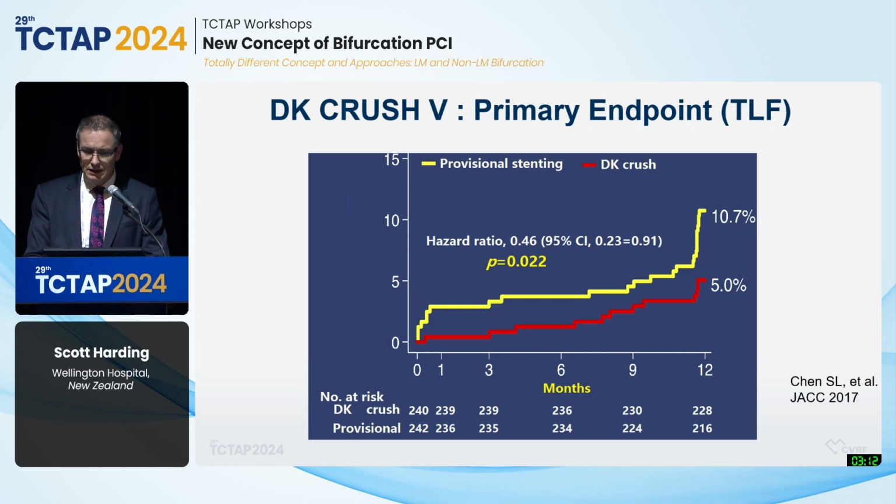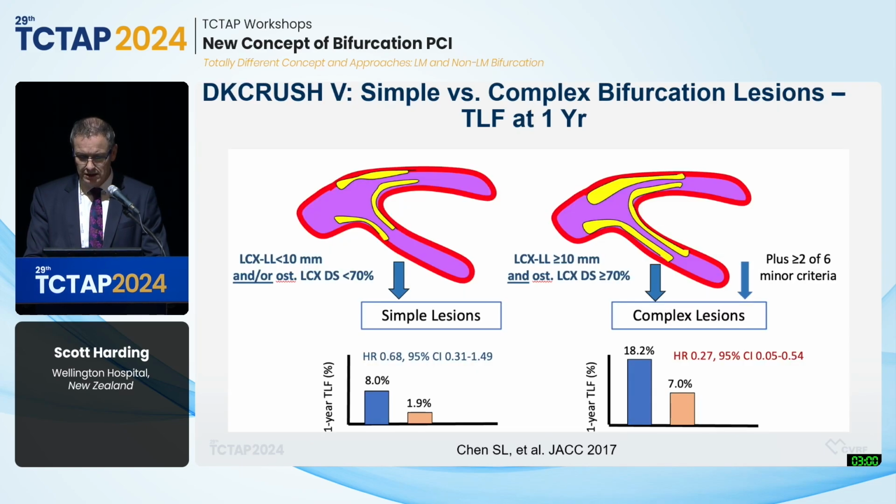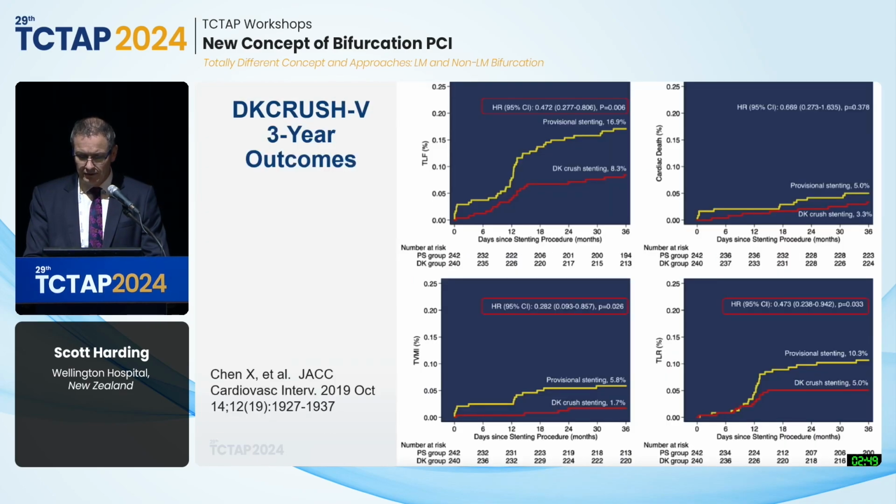DK crush, again, randomised patients to a provisional versus a two-stent strategy, left main, and showed a benefit for a two-stent strategy. And when you divide that into complex and simple lesions, the biggest benefit was in complex lesions with a marked reduction in TELEF at 1 year. And these benefits were sustained out to 3 years.